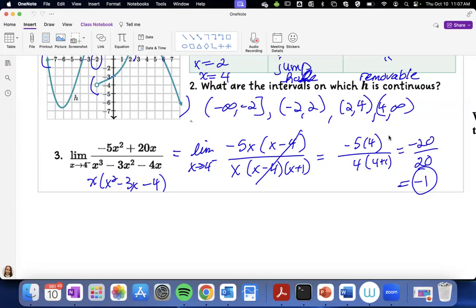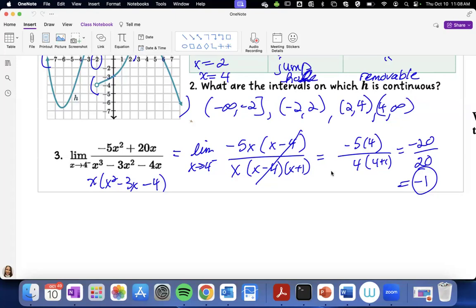Hold up. Did I mess up? 4 squared minus 3 times 16 minus 16 is 0. Maybe you just made a little math mistake. Okay, so it will be 0 either way.